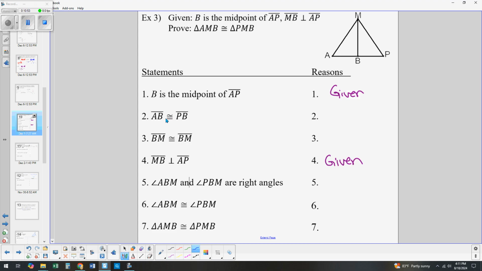So after we said that B was the midpoint of AP, we said that AB and PB are congruent. So because it was the midpoint, we would use definition of midpoint. I'm going to abbreviate that a little bit. And then the next step is that segment BM is congruent to segment BM. So that's here. When you say something is congruent to itself, we are using the reflexive property.